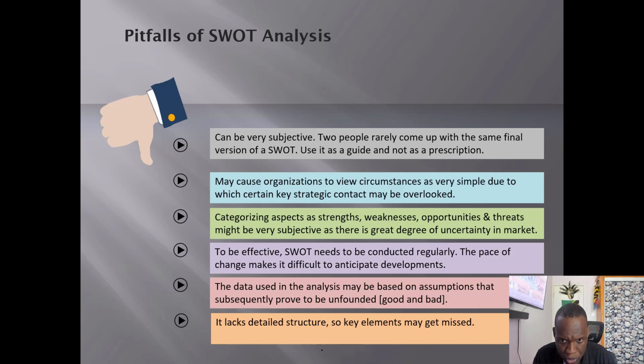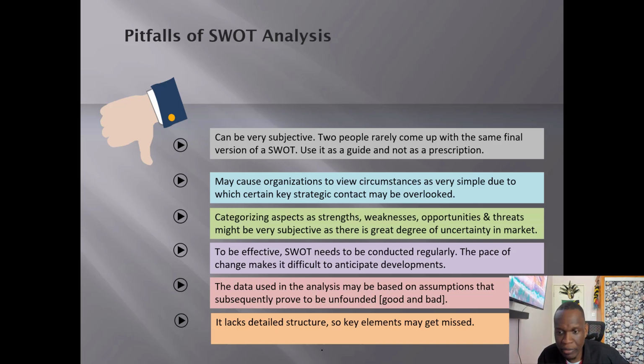It may cause the organization to view circumstances as very simple, due to which certain key strategic context may be overlooked. Right? So it sounds simple, and so you might say, okay, that's something we could easily work on, and not take it as seriously as it should. Categorizing aspects as strengths, weaknesses, opportunities, and threats might be very subjective, as there is a great degree of uncertainty in the market. Because in an instant, things might change. What were your strengths can become your weaknesses. What were opportunities can become threats, just like that.